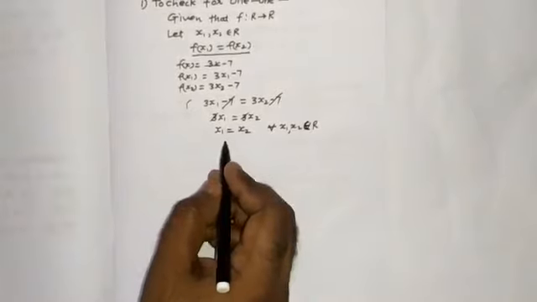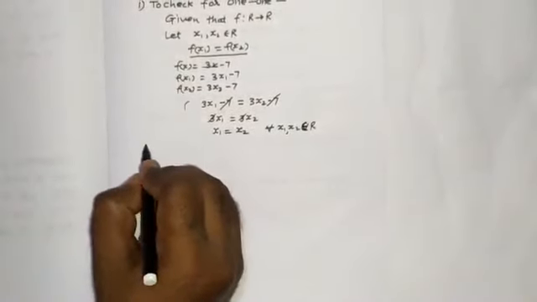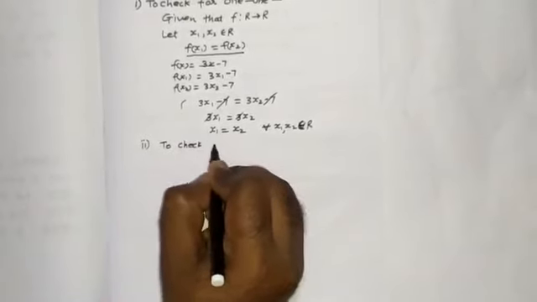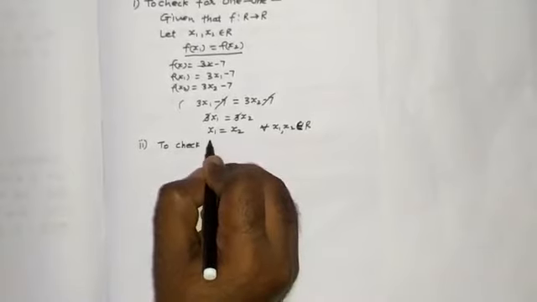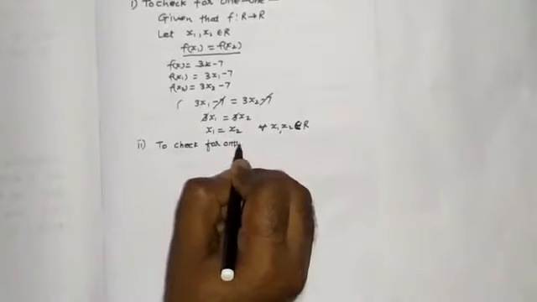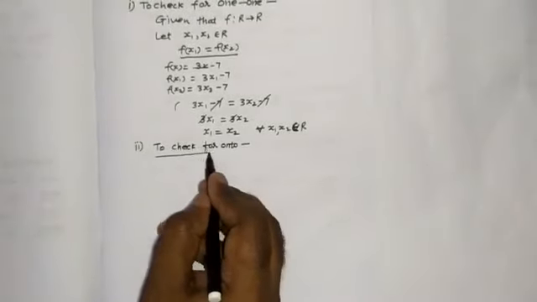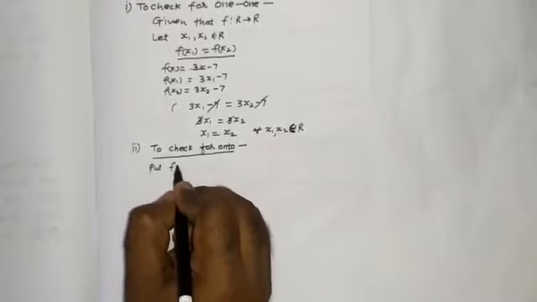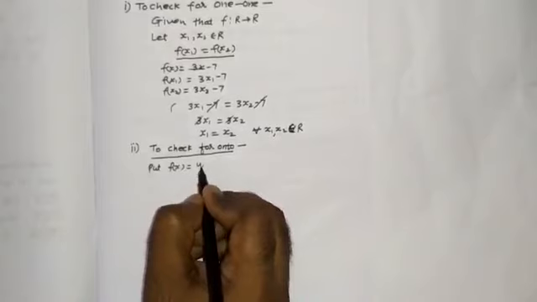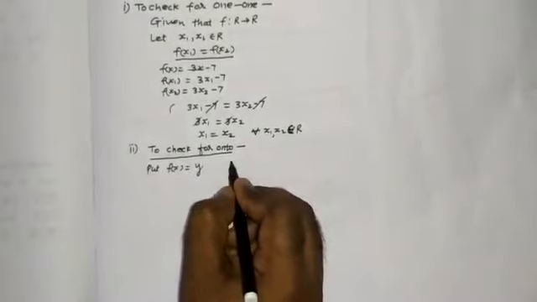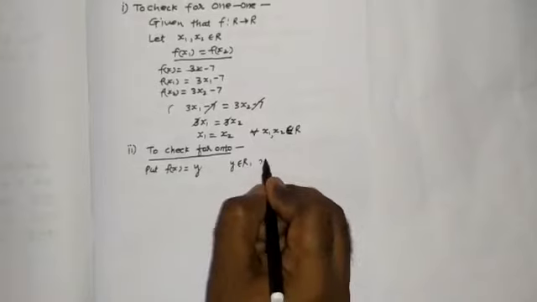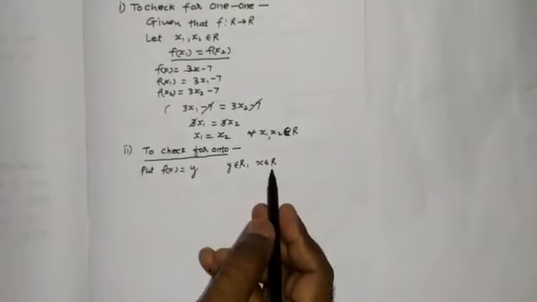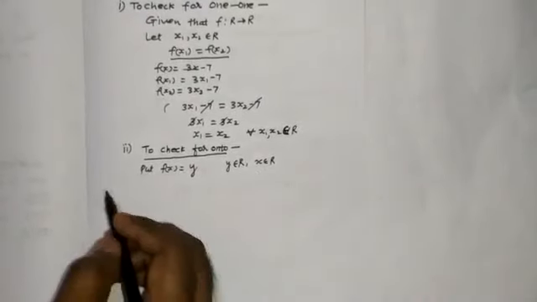Okay, so the function will be one-one. Now check for onto. If a function is onto, how do we check? Now put f(x) equals y, where y belongs to the codomain set and x belongs to the domain set. Here both domain and codomain sets are R, because f maps from R to R.